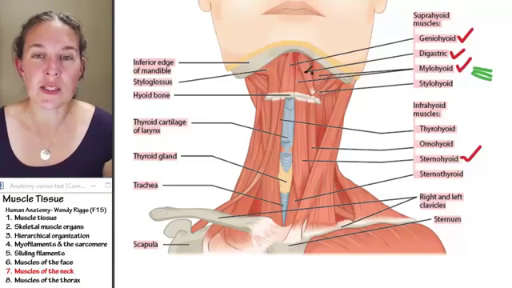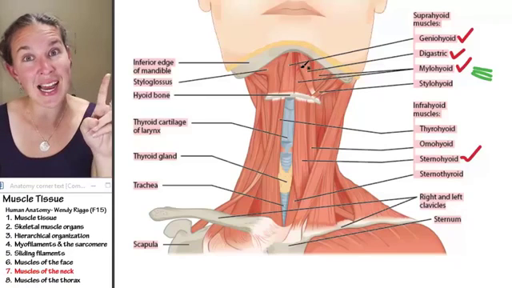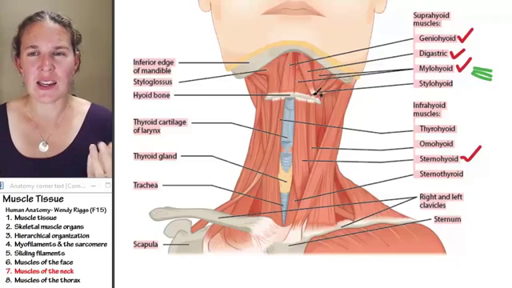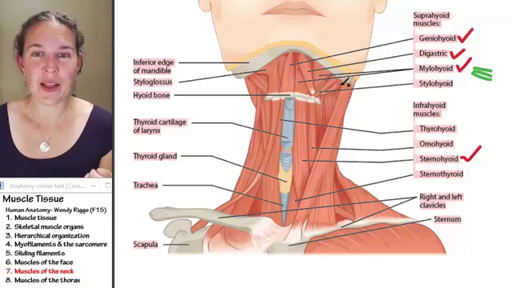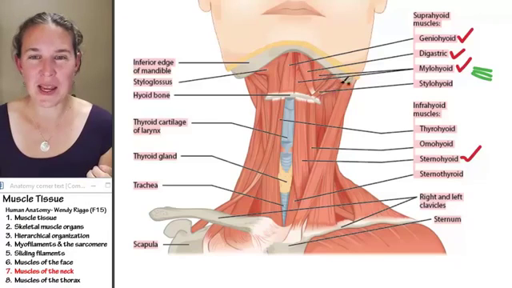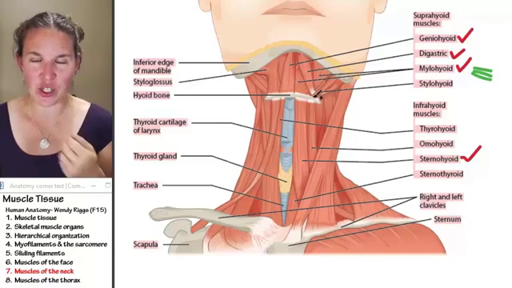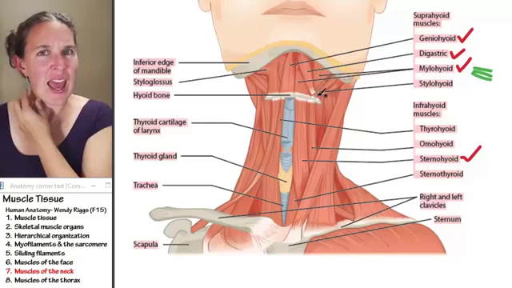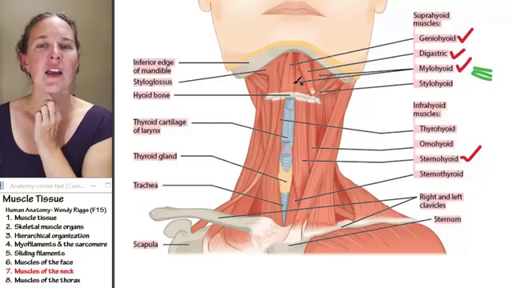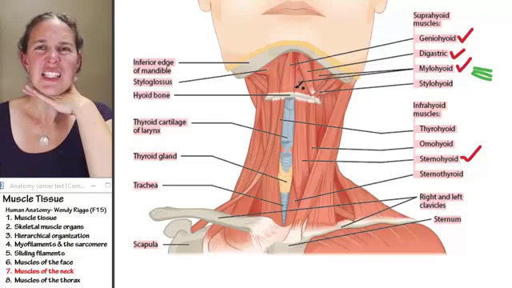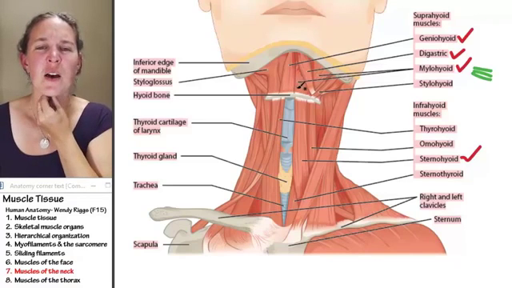Digastric is a weird muscle. It actually has two bellies. Gaster means belly. So the two bellies of digastric, here's one, and this is my other belly, and it actually comes down and hooks around the hyoid, and one belly heads posterior and one belly is in the floor of your mouth.